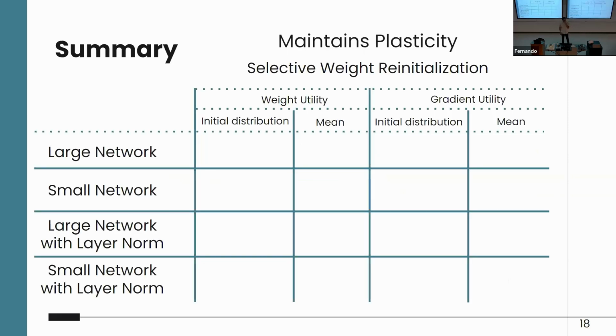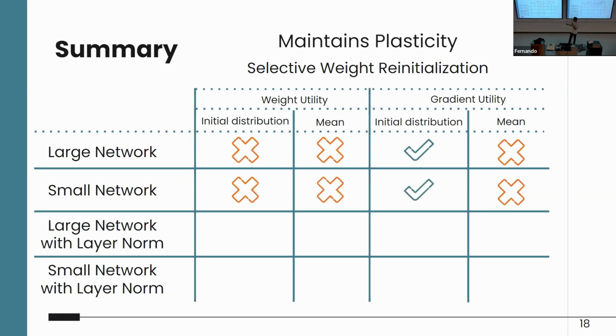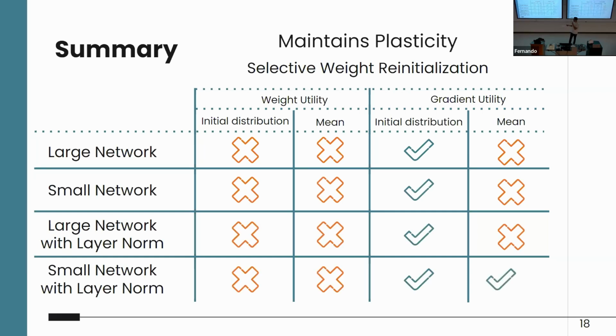Okay, so in summary for this section, here are the two different types of utility functions and the two different types of reinitialization functions. For the large network, only gradient utility with reinitialization with initial distribution managed to maintain plasticity. Same for the small network and the large network with layer norm. But for the small network with layer norm, both of them maintain plasticity. And reinitialization to the mean actually had better performance, so I'm just gonna give it a second check mark.